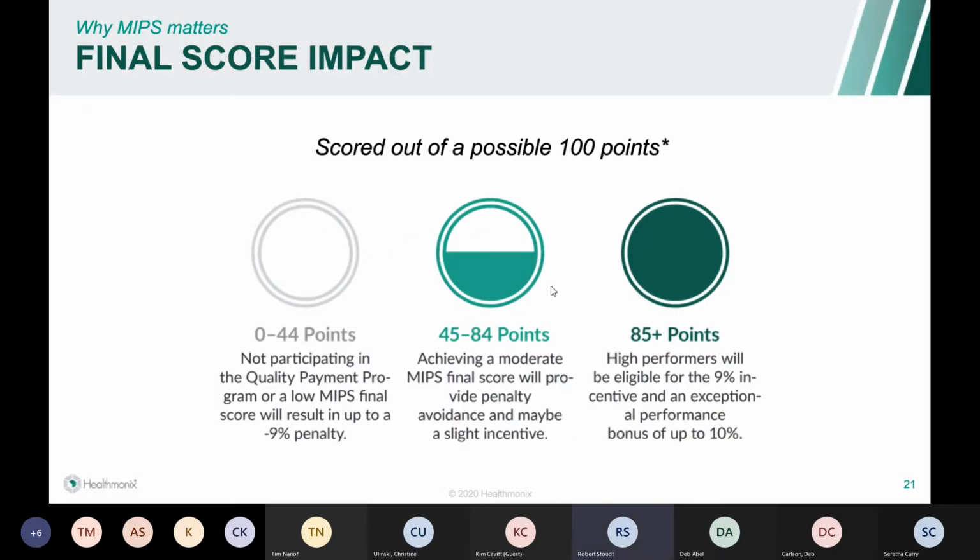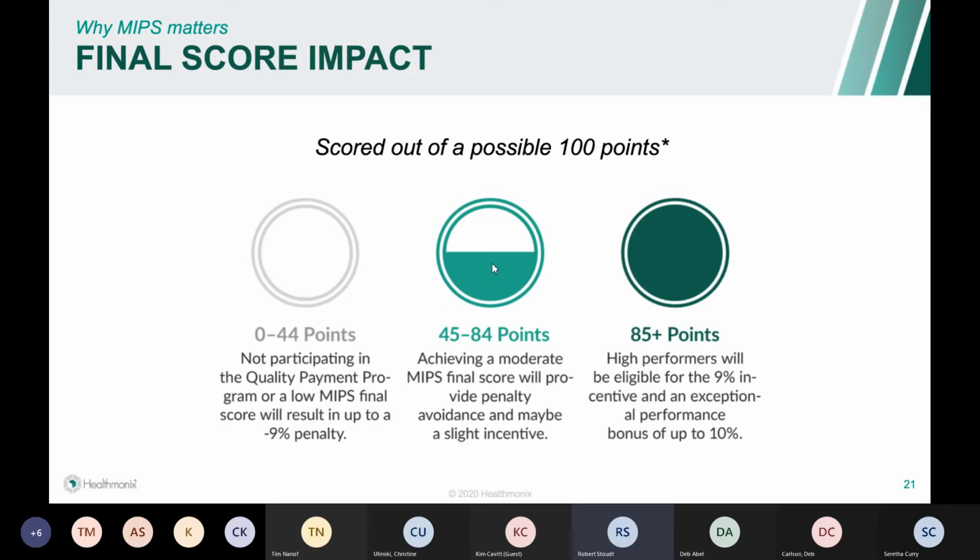And this is the breakdown of the final score's impact. This is looking at 2020 right now. So in 2021, this section should say 0 to 59 points. So not participating in the Quality Payment Program or a low MIPS final score would result in up to a 9% penalty. And this is for 0 to 59 points in 2021.